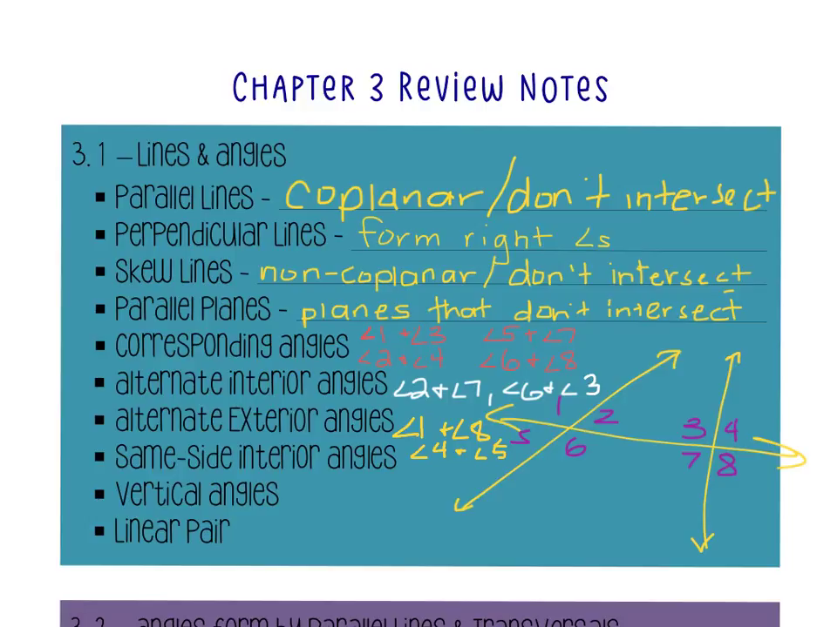And then the last ones for this section are, sorry, same side interior. Nope. 2 and 6 would be a linear pair, right? 6 and 7. So it's 6 and 7 and 2 and 3.